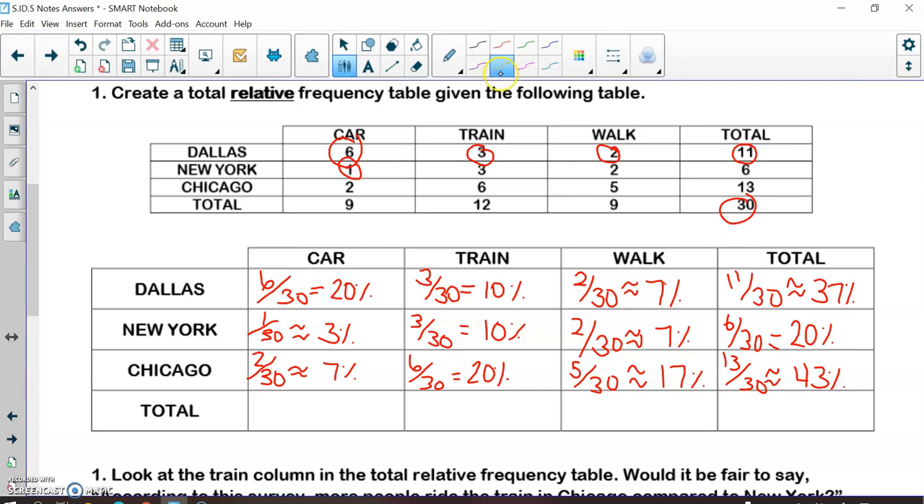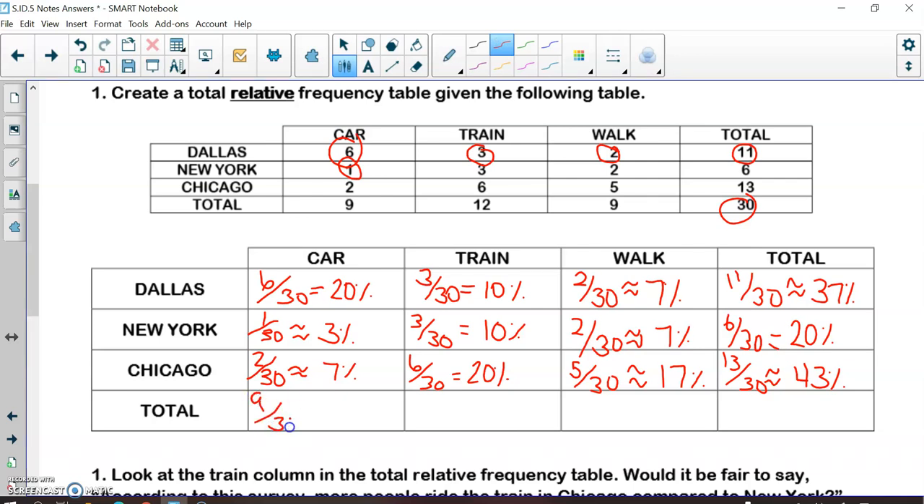Now, I want to point this out, that if I do add 7 plus 20 plus 17, it doesn't equal 43, it equals 44. However, the reason why it doesn't quite add up in this row is because we rounded in 3 of our cells here. So that's why it may not have completely added to this total of 43%. And that's okay. That's fine.